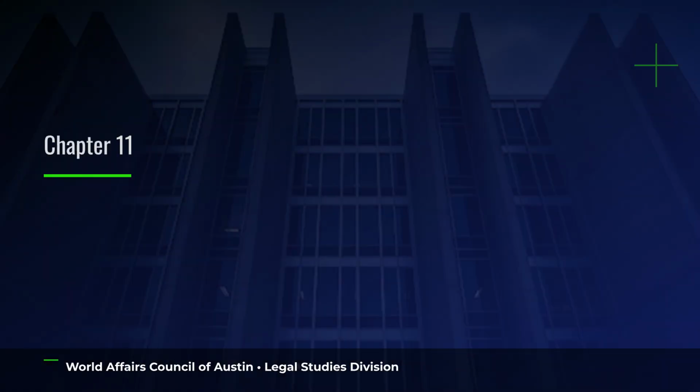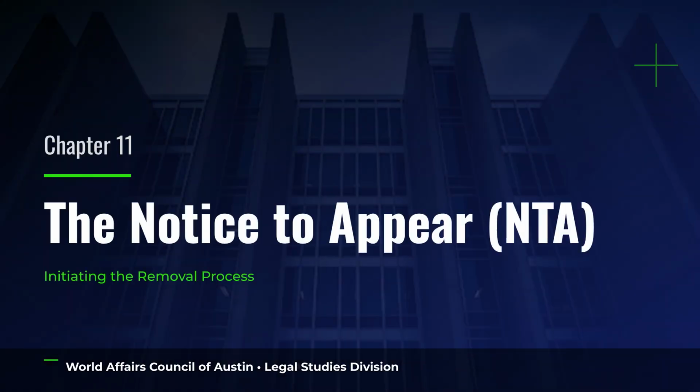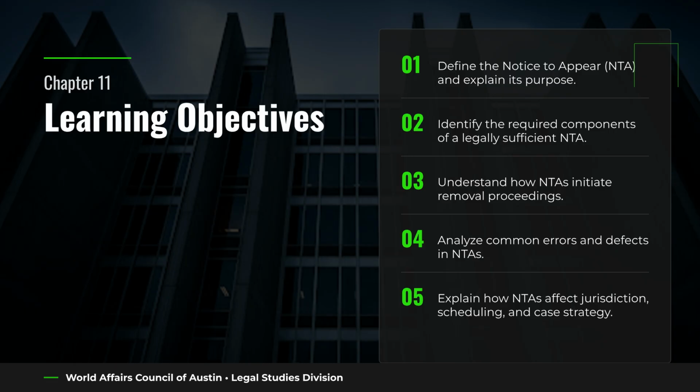Welcome to Chapter 11, focusing on the Notice to Appear, or NTA. This is the document that initiates the formal removal process in immigration court. In this video, we will cover 5 key objectives. We will define the NTA, identify its required components, understand how it initiates removal proceedings, analyze common defects, and explain its effects on jurisdiction and case strategy.